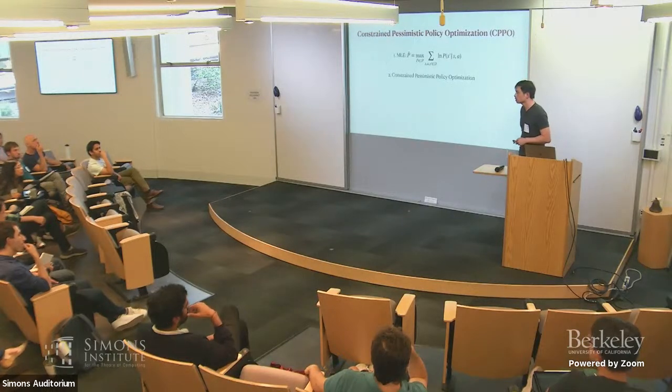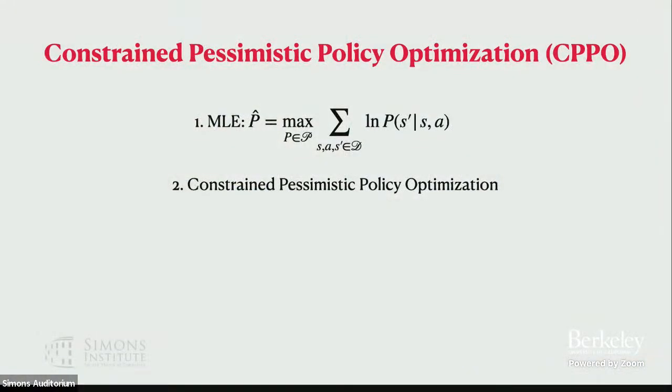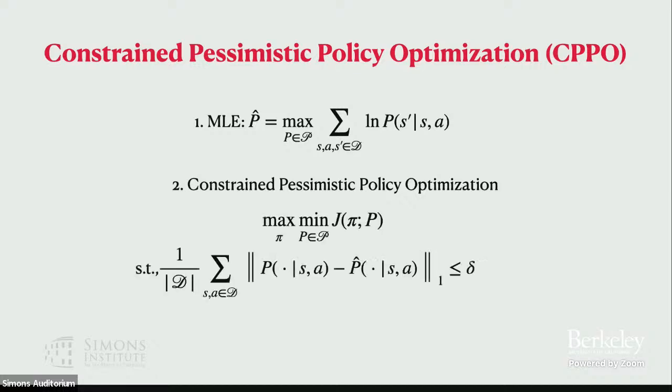Okay, so let's look at a slightly different approach, which is pretty much the same as the previous one, except that I'm going to add a little bit of constraint in this case. So the first step is the same. I'm going to train a maximum likelihood estimator. I'm going to find a model that makes the data as likely as possible. And once I have this model, I'm going to do this constrained optimization.